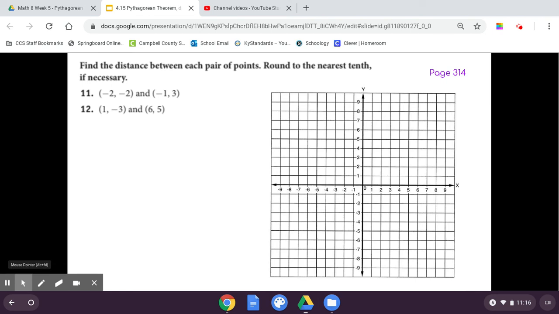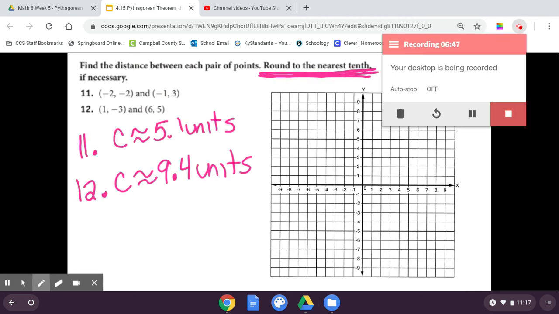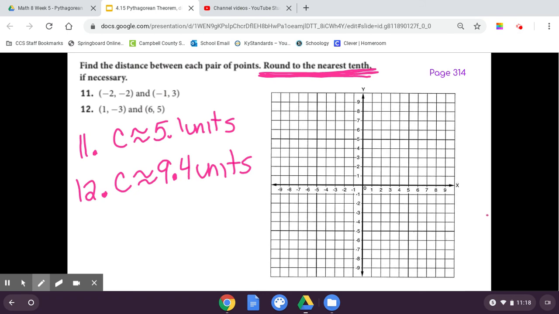All right, so here on page 314 are 2 more problems for you to check out. Go ahead and try those, and I'll give you the answers to those also. All righty, so I went ahead and put your answers on here. So hopefully you are arriving at those answers. If you're not, feel free to shout out to me.